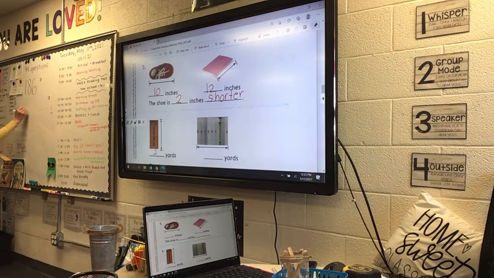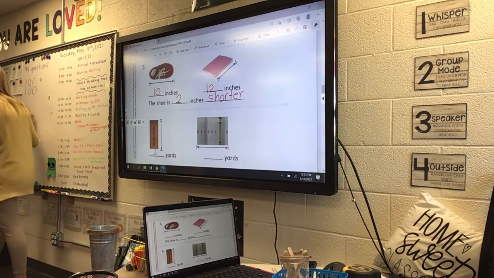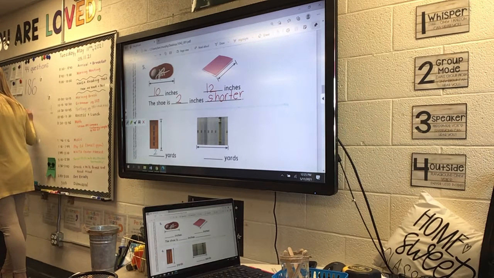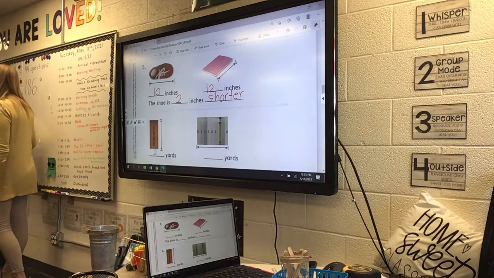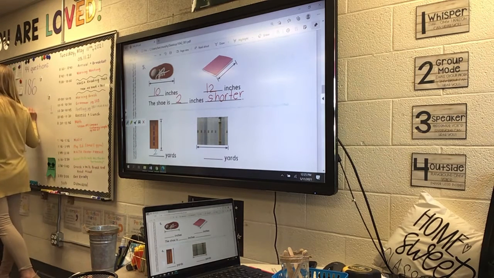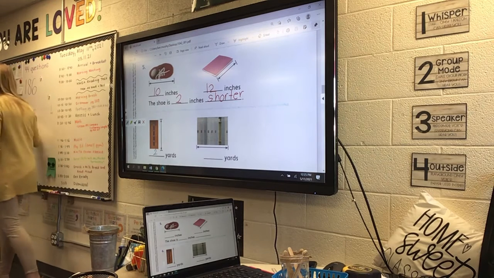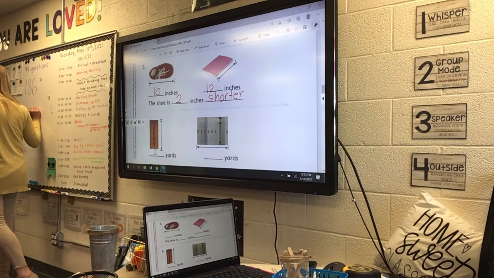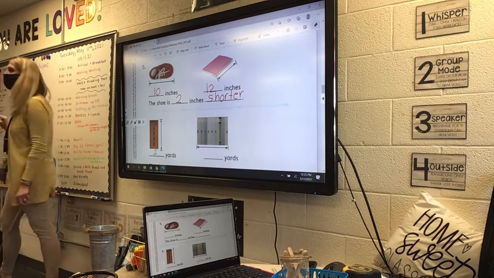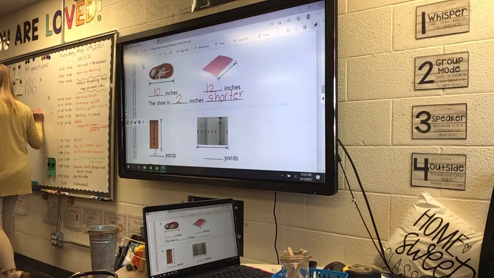So now I have 2 yards. What is 3 plus 3? 6. I'm not done yet. I'm going to add another ruler stick for 3 yards. What is 6 plus 3? 9. Am I done yet? No. Let's add another ruler stick for 4 yards. 9 plus 3. 12. Okay. I'm going to add another ruler stick. What's 12 plus 3? 15. Am I done yet? No. Let's add another yardstick.